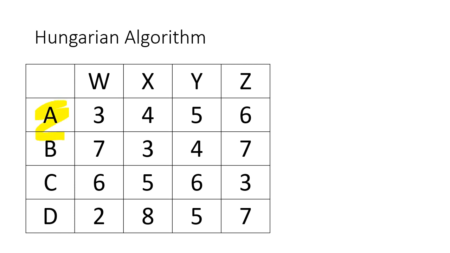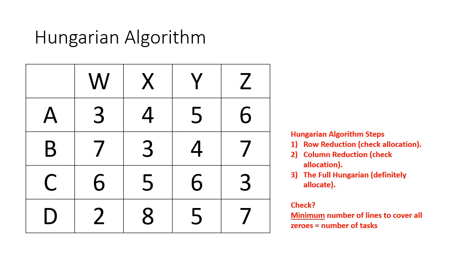So we have people A, B, C, D, and we're going to give them tasks W, X, Y, Z, and we're going to allocate them so that one of the A, B, C, D gets one of the W, X, Y, Z. It doesn't matter which way around you do it, jobs to people, people to jobs, it's the same result. To do that, we need to follow these steps. Our first step is called row reduction.